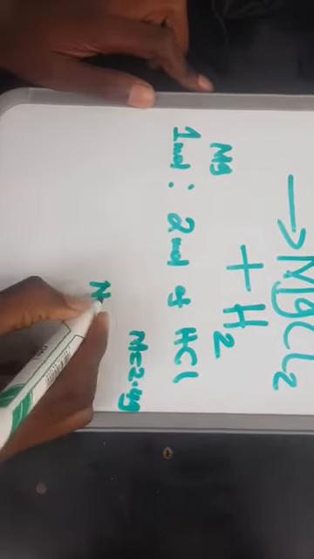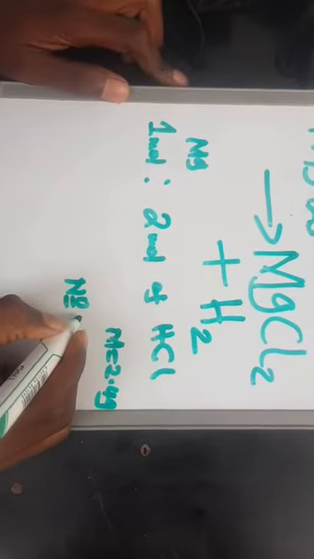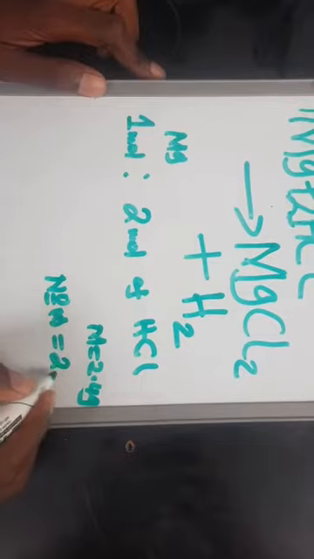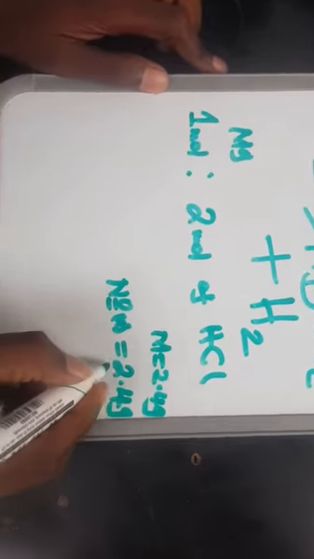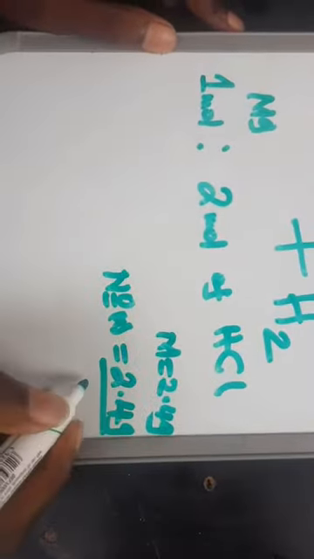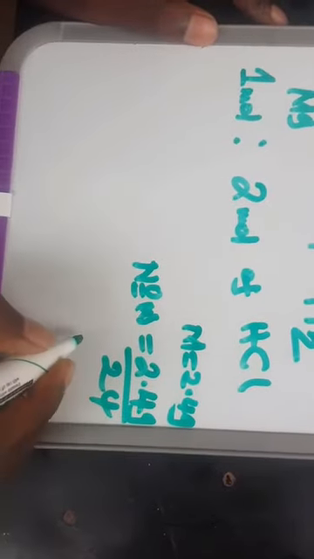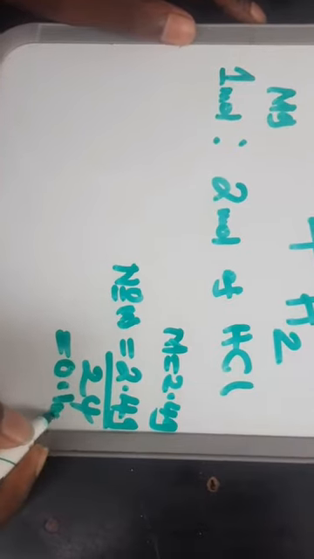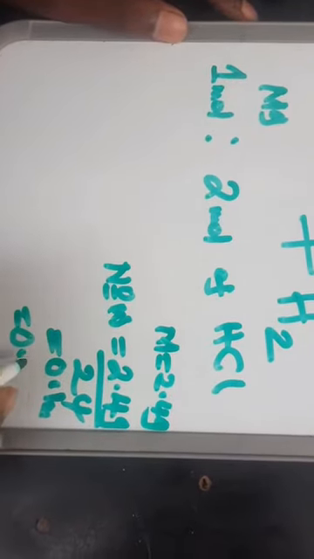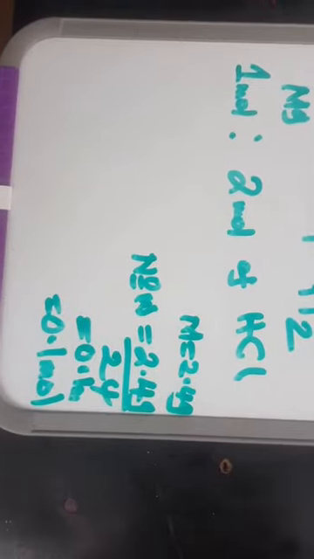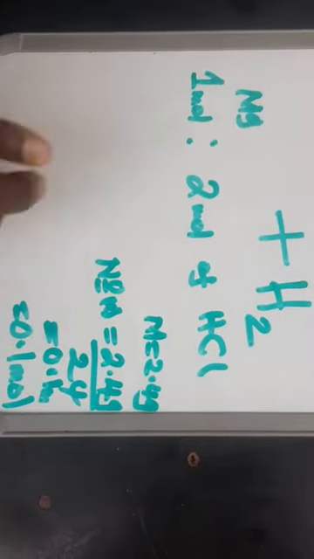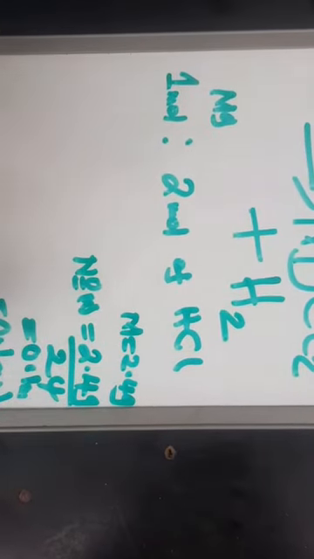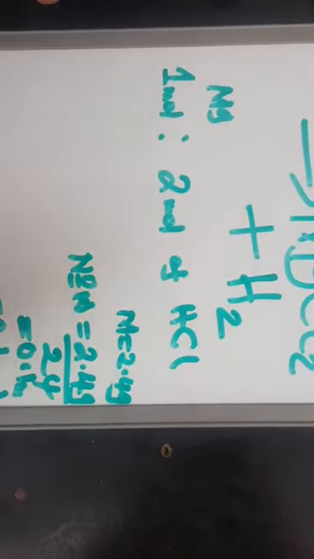I will say number of moles is equal to the mass given, 2.4 grams, over the Ar of magnesium, which is basically 24 grams per mole. So when I divide, I'll get 0.1 moles. So in short, in this chemical reaction, I used 0.1 moles of magnesium. These were the number of moles of magnesium which were used.